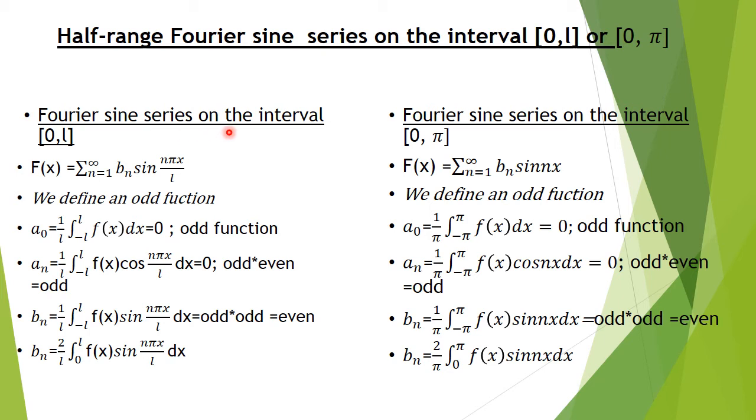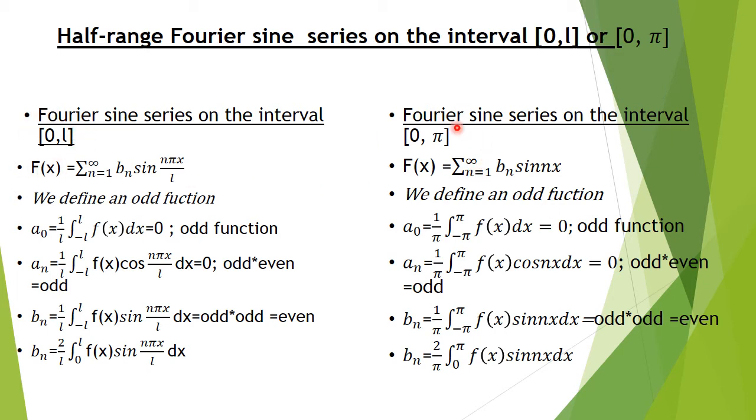So for the Fourier sine series on the interval 0 to L, we will have a naught is 0, an is 0, and bn is 2 upon L integral 0 to L f of x sin n pi x dx. While doing the problems, you need not write all these. You just write for the Fourier sine series f of x equal to sigma n equal to 1 to infinity bn sin n pi x upon L, and bn value is 2 upon L integral 0 to L f of x sin n pi x by L dx directly, and we say that a naught and an are equal to 0. Alright. So this is when the interval is 0 comma L.